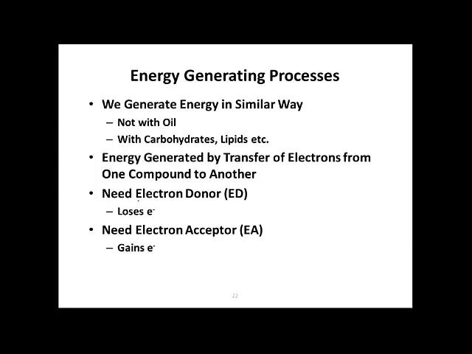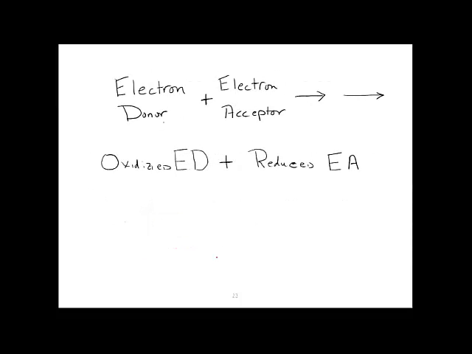So in order to do this, you have to have something that donates electrons, which basically is losing them, and something that accepts electrons or gains electrons. And the donor is called the electron donor, and the acceptor is called the electron acceptor. Okay? So basically, what you've got is an electron donor plus an electron acceptor, and what you get is an oxidized electron donor and a reduced electron acceptor. You go, oh my God, I don't remember what that is. All right. All it means is that the electron donor gives its electrons to the electron acceptor. That's all you have to remember. And in doing that, energy is generated. And the electron donor has fewer electrons, and the electron acceptor ends up with more electrons. Okay? Everybody set.